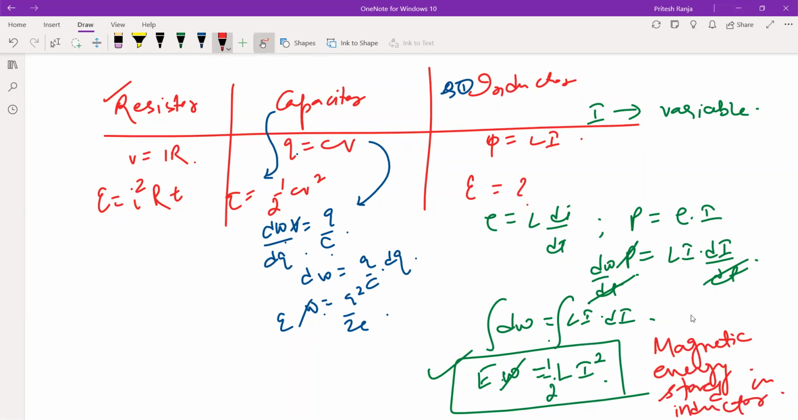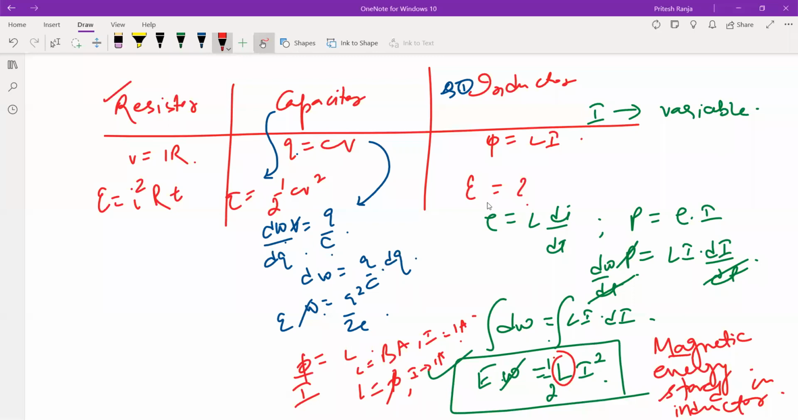Why is it called magnetic energy? Because self-inductance is linked with magnetic flux, that is, the magnetic field lines crossing the unit area, right? Because we had phi is equal to Li. What was the definition of L? L was equal to phi when the current flowing was 1 ampere. So L is equal to flux when current is 1 ampere, right? So this expression we can remember, that is half Li square.